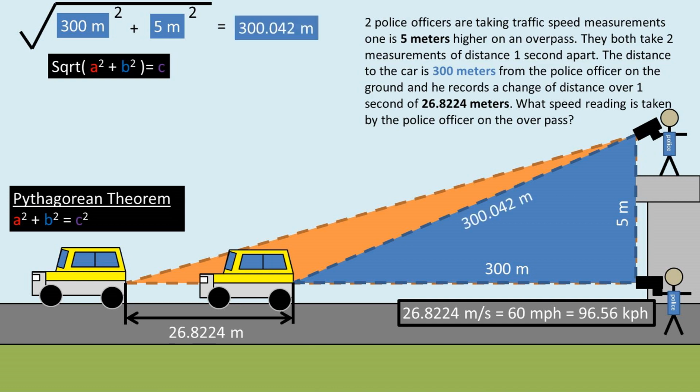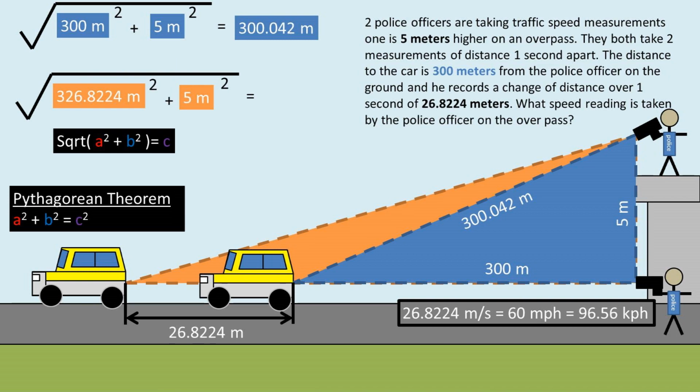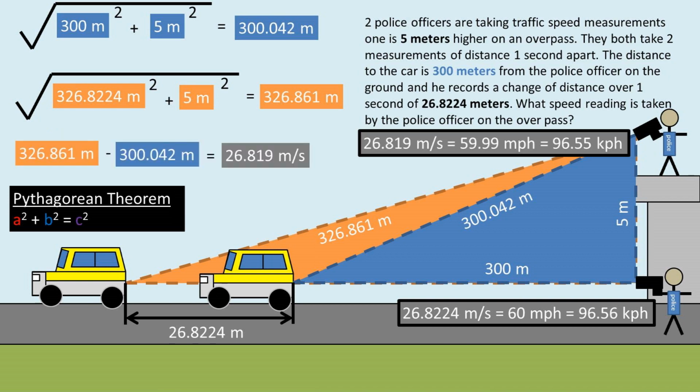Doing so, we have a length of 300.042 meters for the hypotenuse of the blue triangle. Doing the same thing for the orange triangle, with the same height of 5 meters and the length of 300 meters plus the distance traveled in 1 second of 26.8224 meters, we get a hypotenuse, or longest side, of 326.861 meters.